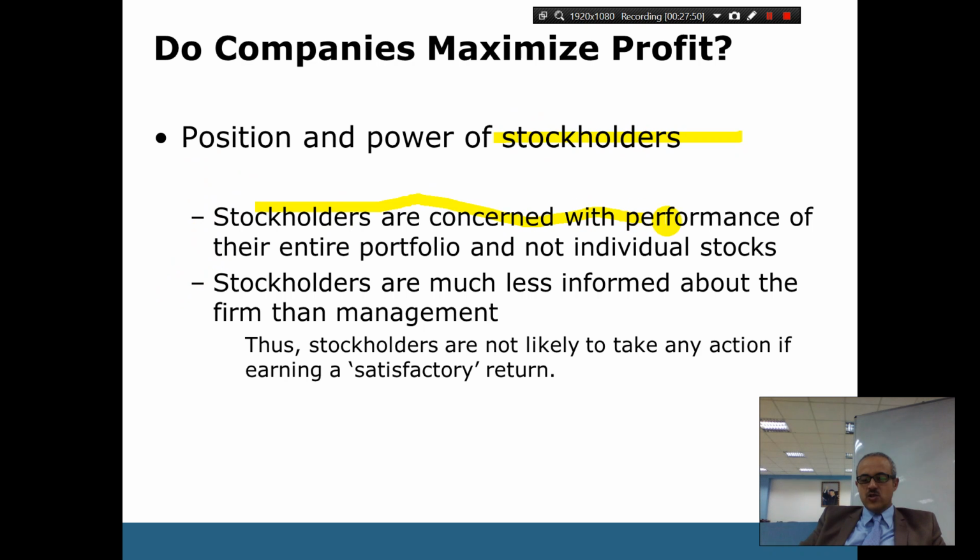Stockholders are concerned with the performance of their entire portfolio, not just individual stocks. Stockholders are much less informed about the firm than the management. So this is the picture of the stockholders. Stockholders are not likely to take any action if they are earning a satisfactory return. So if it's satisfactory, okay, they just move on. That's one perspective.